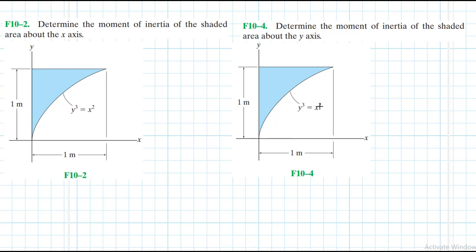And the problem reads: determine the moment of inertia of the shaded area about the x-axis as well as the y-axis. This problem is coming from the Engineering Mechanics and Statics textbook, 13th edition by R.C. Hibbeler. So, moment of inertia of an area, also called area moment of inertia. It is also called second moment of area.